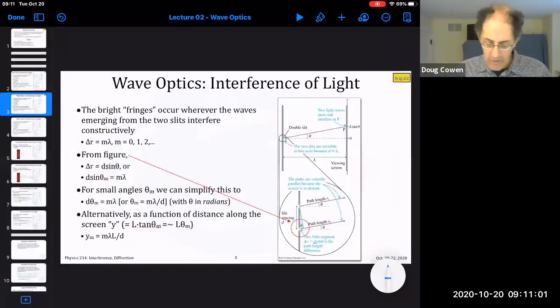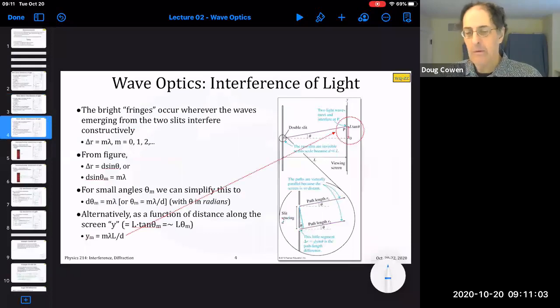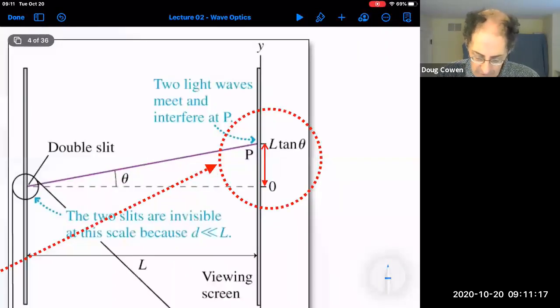Now you can also look at what's happening at the faraway screen, where far away here is some distance L, which is maybe a meter or something like that. And what we want to determine there is this bright fringe at some angle theta. So the light is coming out of the double slit, which you can't even see over here because it's so small compared to this distance L. But the light coming out of the double slit is, let's say, constructively interfering. So we see a bright fringe right there.